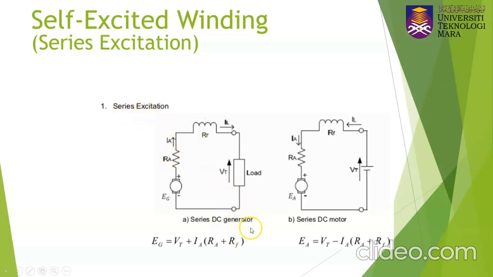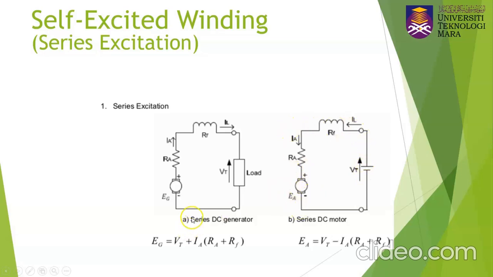For the generator, since we generate the electricity, the current will flow towards the load. Here is the equivalent circuit for the series DC motor. The only difference between these two is the flow of the current. For the motor, since we need electricity, we need to put a supply here. So the current will flow from the supply towards the motor.